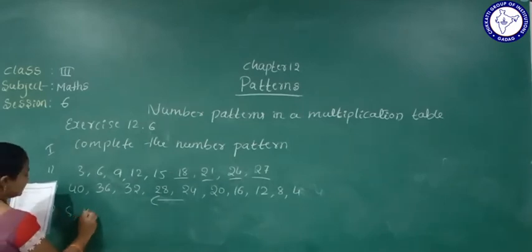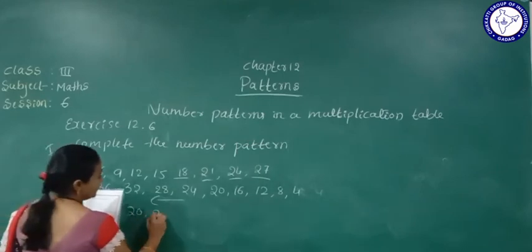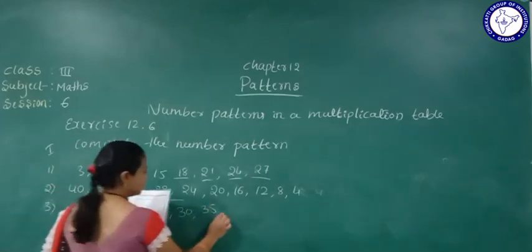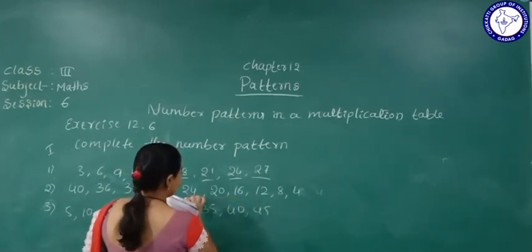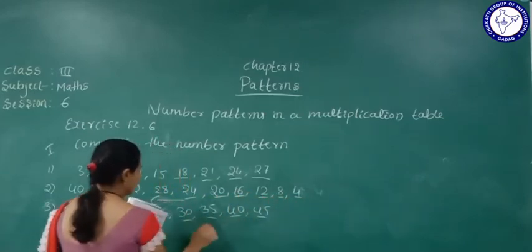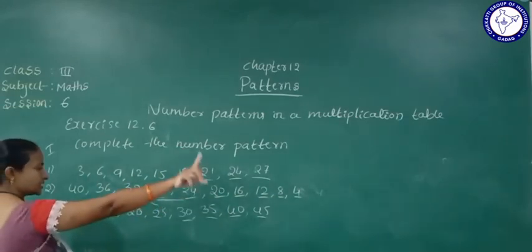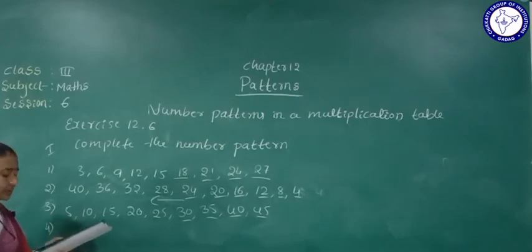5 table, this one. 5, 10, 15, 20, 25, 30, 35. Next 40, 45. Yes, so here these three are fill in the blanks. Okay, continue the 5 table up to 5 tens are 50. Yes, okay. So what is the number that is being added to the previous number here?